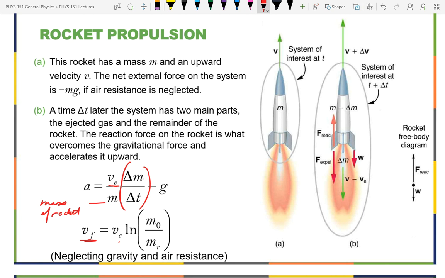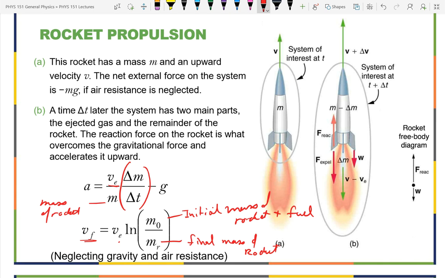0, of course. But here is the final mass of the rocket, and this is the initial mass of the rocket plus the fuel. So if the fuel is a significant fraction of the total mass of the rocket, you will reach a much higher speed than if the fuel is a minor fraction of the rocket's mass. And so you're going to use both of these equations in one of your homework problems.